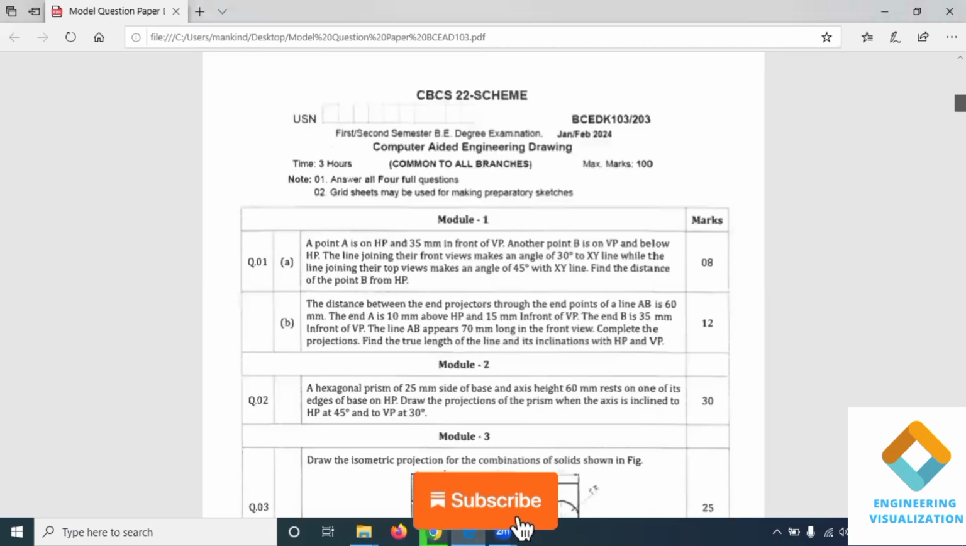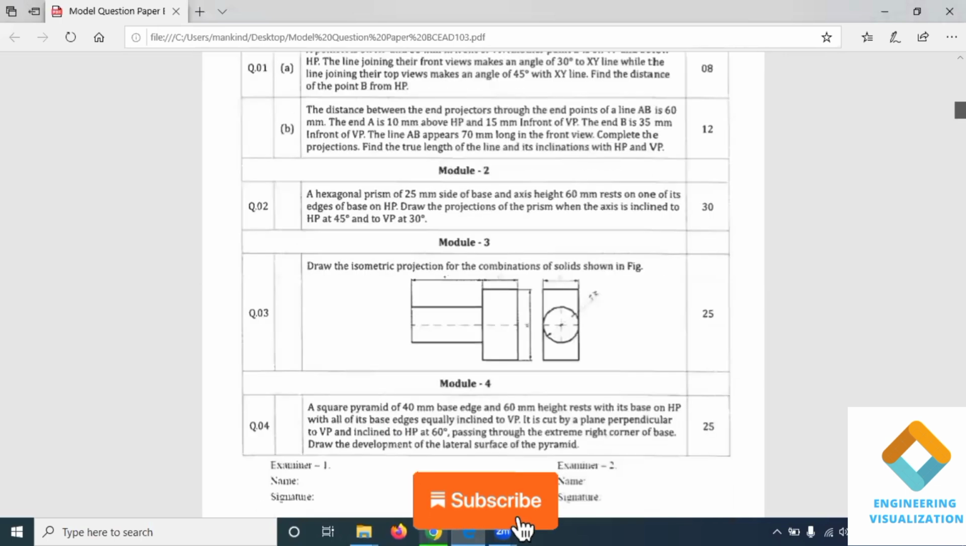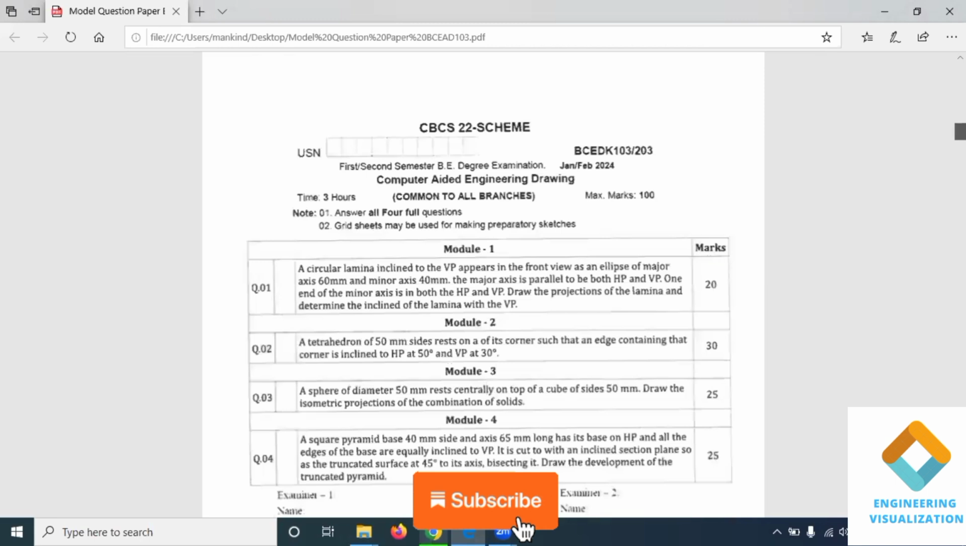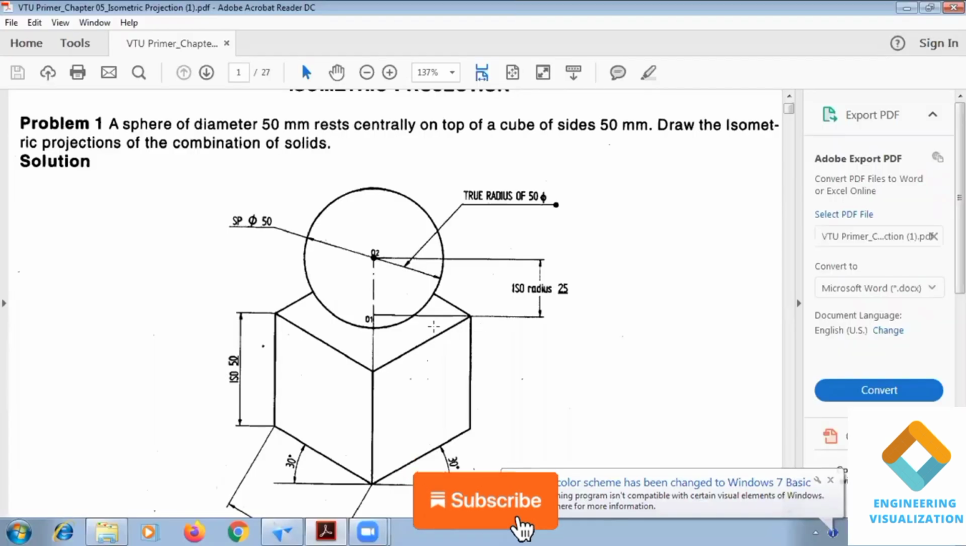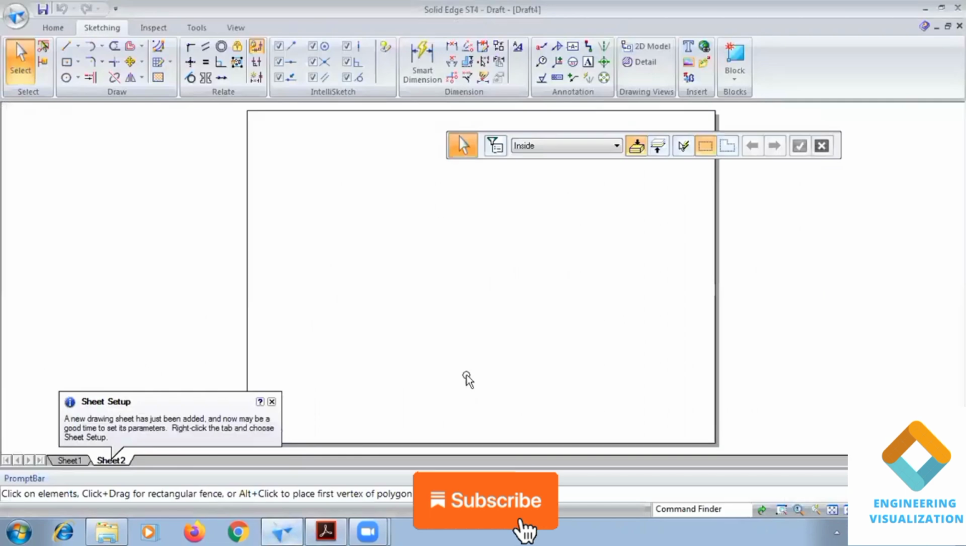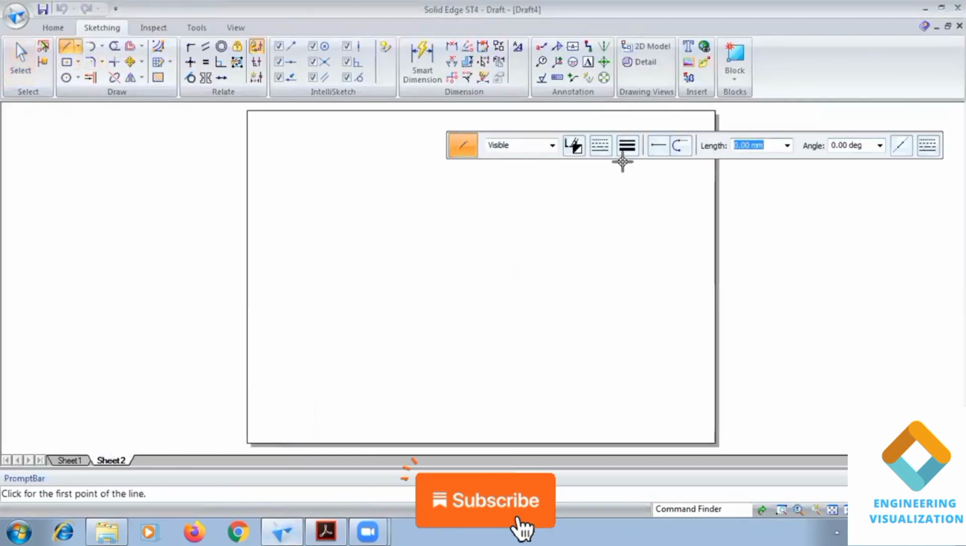So here the problem number 3 of the model question paper, it is nothing but an isometric problem. Here the sphere of diameter 50 mm rests centrally on a cube of sides 50 mm. Draw the isometric projection of the combination. Okay, so you can see in this question, we need to construct a cube. Above it we need to construct the sphere here.